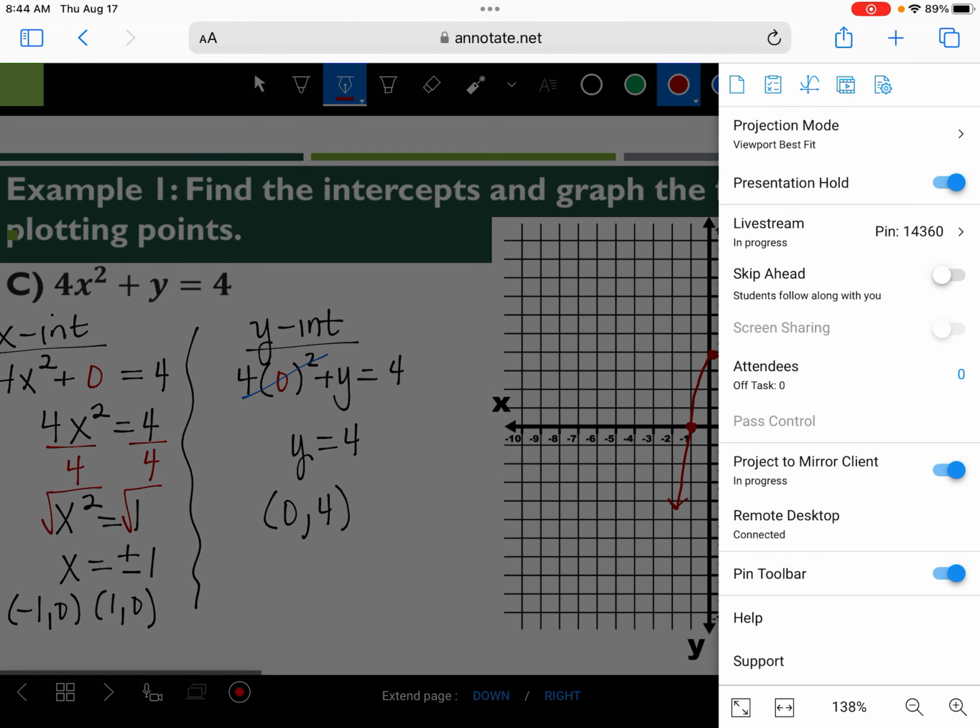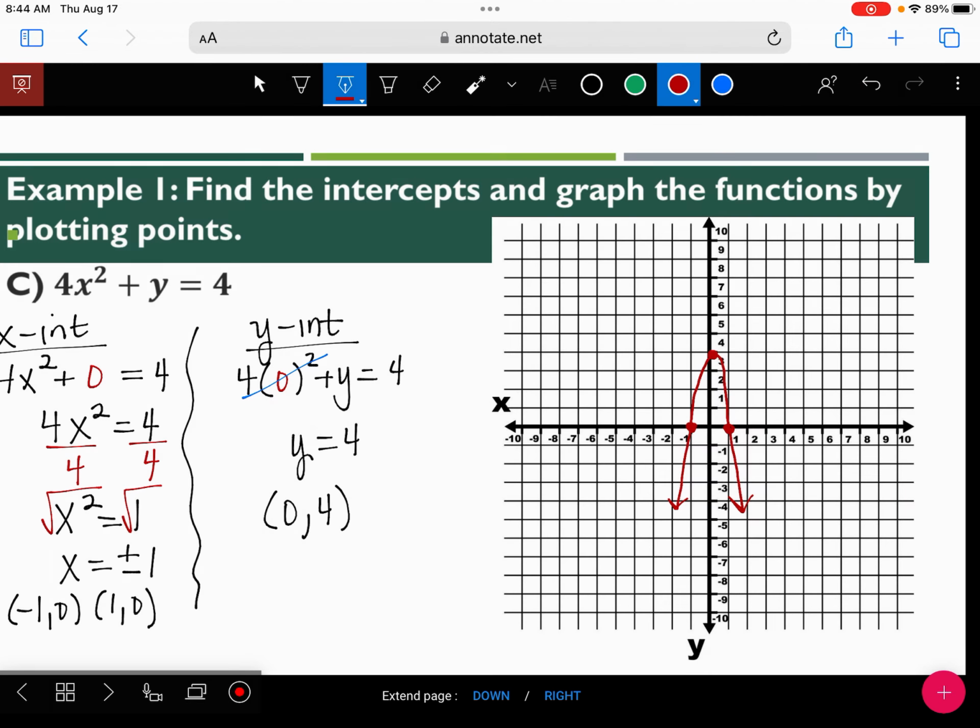Okay, so let's take a look and see if your answer matches my answer. Who had a graph that looks like my graph? All right, good. So your x-intercepts are at positive and negative 1, and you have one intercept at positive 4. So this is a parabola, except this one is upside down because your y-intercept is above the x-axis.